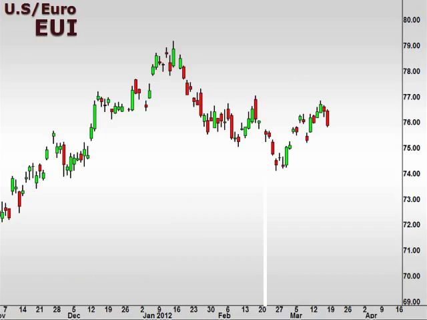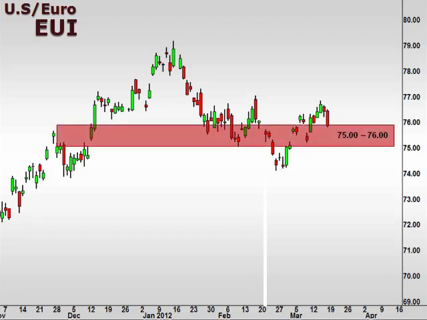Let's take a look at the EUI, the US versus the Euro. Well, the short-term uptrend on the EUI is being tested. This also correlates with the support level at 76. Now, provided 75.76 holds as support, a break above 77 opens the window for a move higher.